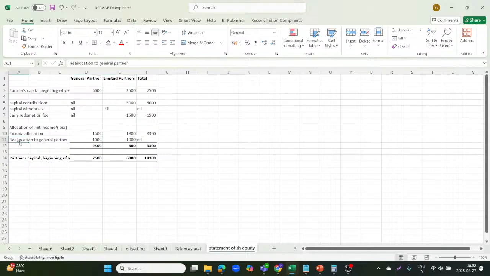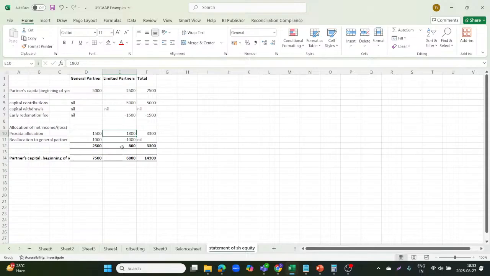And reallocation, if you are doing it to the general partner, is like you are subtracting from here and you are reallocating 1,000 to the general partner. So the sum total of these two allocations of net income will be 2,500 and 800. In short, it will be 3,300. So how was it bifurcated? 3,300 gets bifurcated in this way, 1,500 and 1,800.